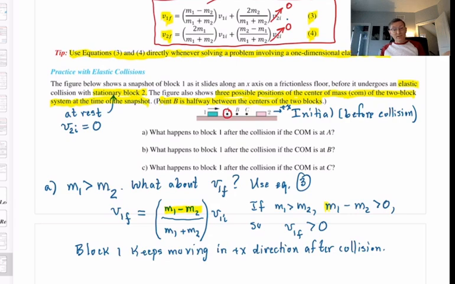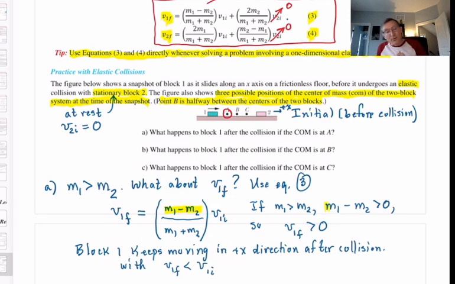Now, of course, block 2 has to be moving afterwards as well, but it doesn't ask us about that, does it? So I won't worry about block 2 right now. But I can tell you definitively that block 1 will continue to move in the plus x direction. I can even tell you a little bit more than that. I can tell you that V1 final will be less than V1 initial. You see how I can tell that?